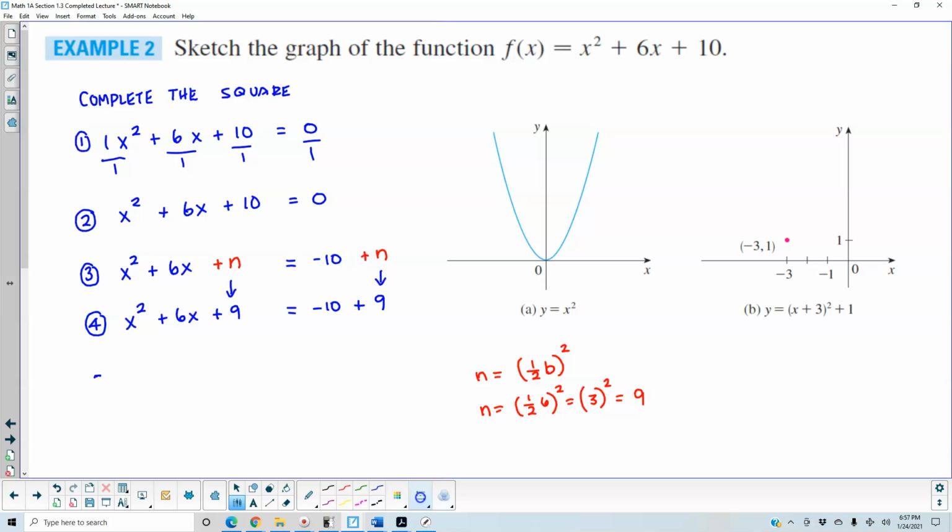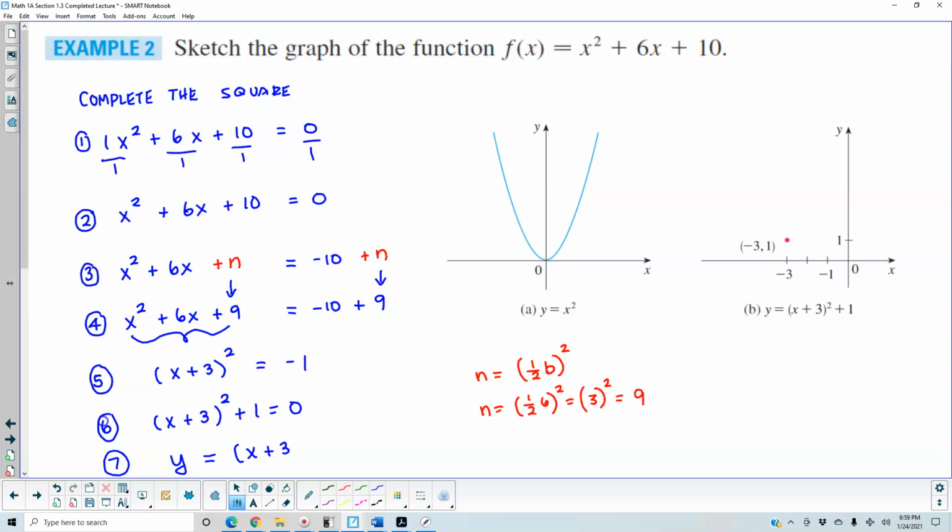And so now we're going to rewrite this in terms of a factored form. Well, this can be factored as a perfect square trinomial, and that is x plus 3 squared, which is equal to negative 1. Now, if we add that to both sides, then we can see that x plus 3 squared plus 1 is equal to 0. So therefore, we can rewrite this function in terms of y. So y is going to equal x plus 3 squared plus 1.